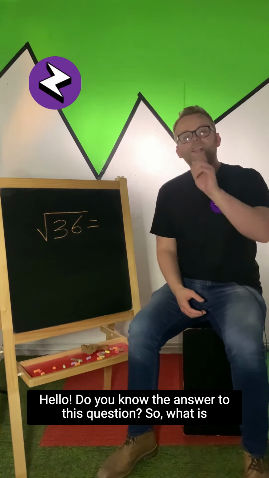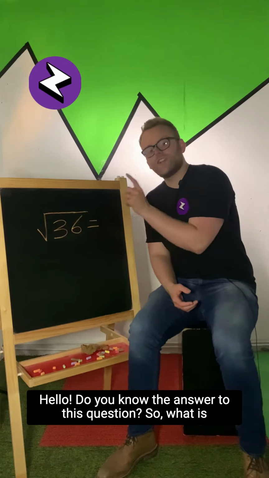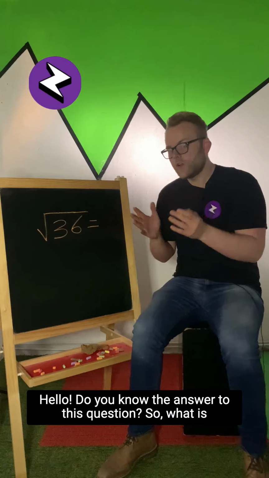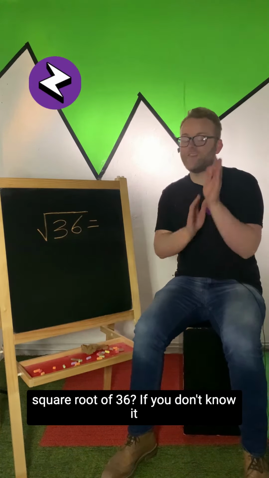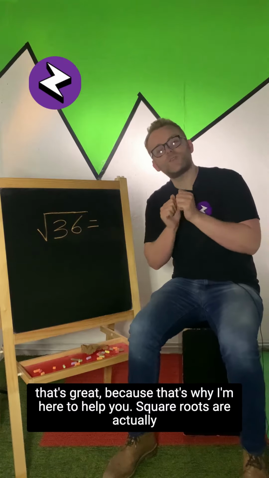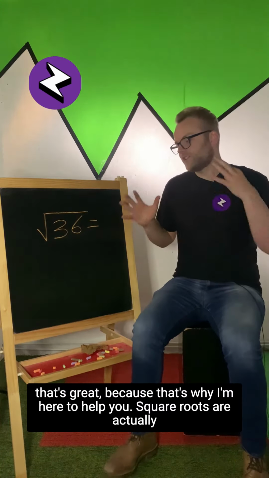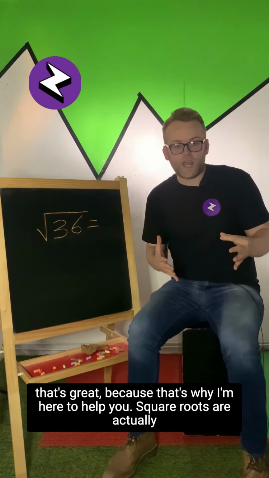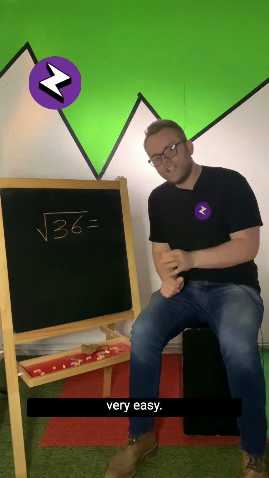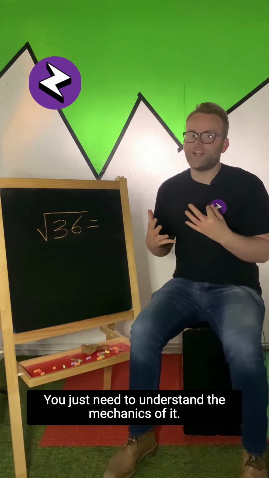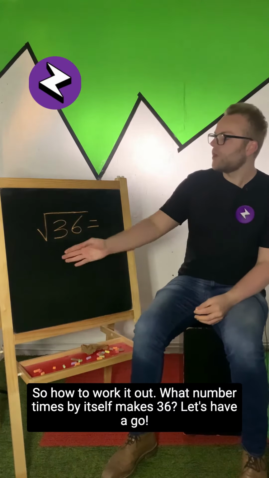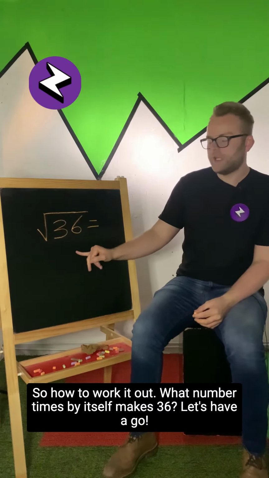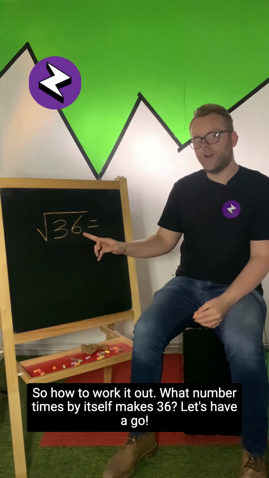Hello, do you know the answer to this question? So, what is the square root of 36? Okay, if you don't know it, that's great, because that's why I'm here to help you. Square roots, they sound quite complex, but they're actually very easy. Okay, you just need to understand the mechanics of it, so how to work it out. So, what number times by itself makes 36?